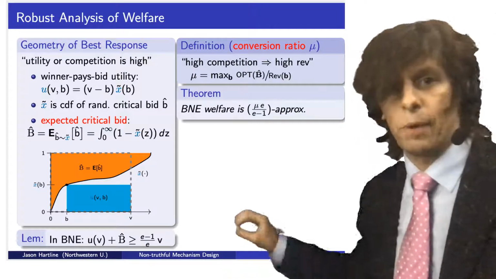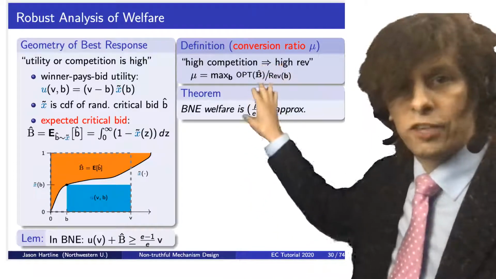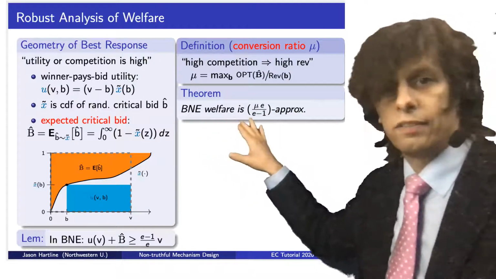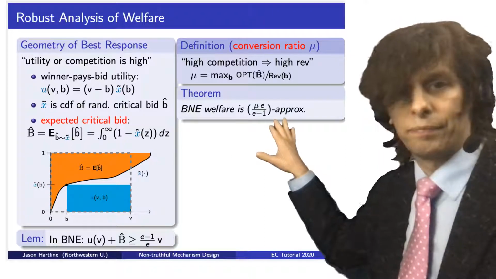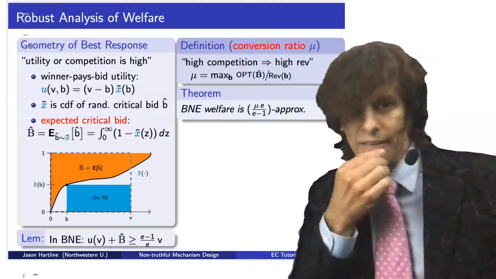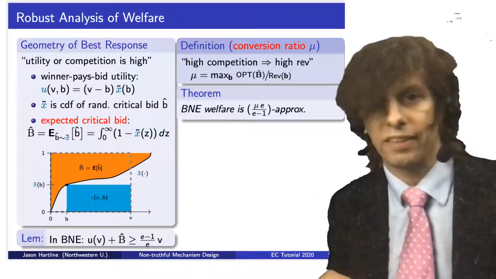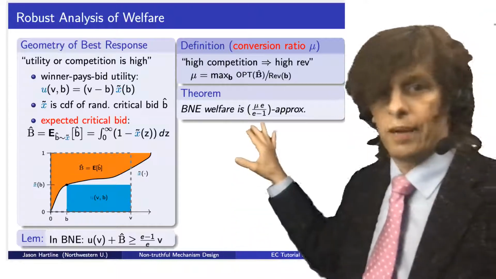Okay, and so here's the theorem I want to prove. If we have an auction that has conversion ratio mu, then its Bayes-Nash welfare is a mu times e over e minus 1 approximation. Cool. So in a few slides, we'll show that there are some auctions that we like that have mu equal 1. Okay, so mu equal 1 implies an e over e minus 1 approximation.